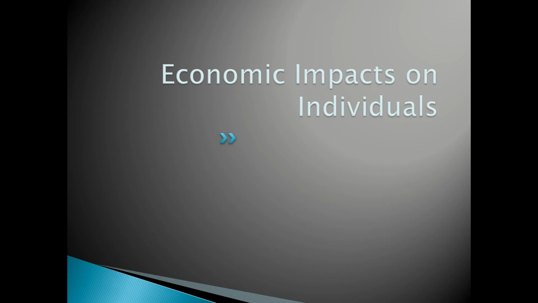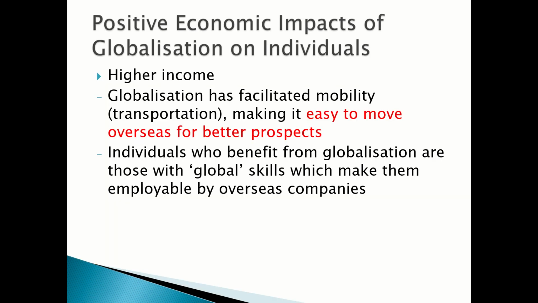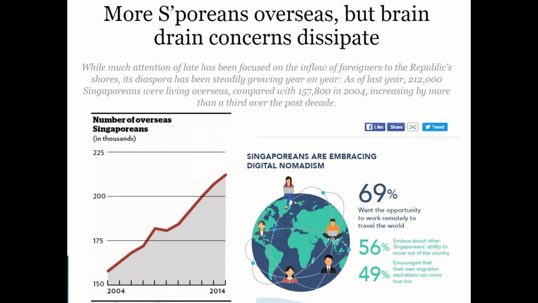Okay, so let's talk about the economic impacts on individuals. On the individual level, if you benefit from globalization, you have higher income because now you can literally work everywhere. It's easy to work overseas. So for example, if I find a good job opportunity in London, I'll be like, bye Mr Clement Tan, I'm going off, I'm earning more money there. That's what you think. Stop. Okay, yeah, I can actually benefit because I have global skills that make me employable by overseas companies. Yeah, sure. Okay, let's move on.